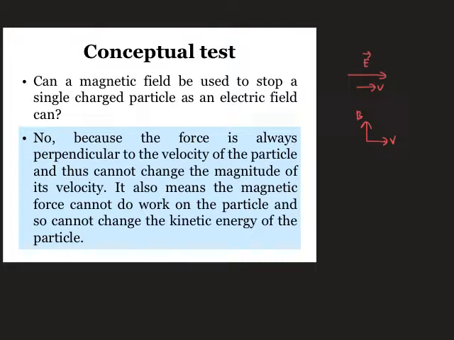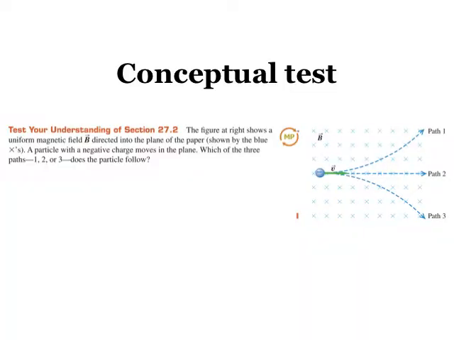But the magnetic field can produce a magnetic force on the charge that actually moves, which is perpendicular to the magnetic field and perpendicular to the velocity. So this is one of the questions, like a conceptual question also.